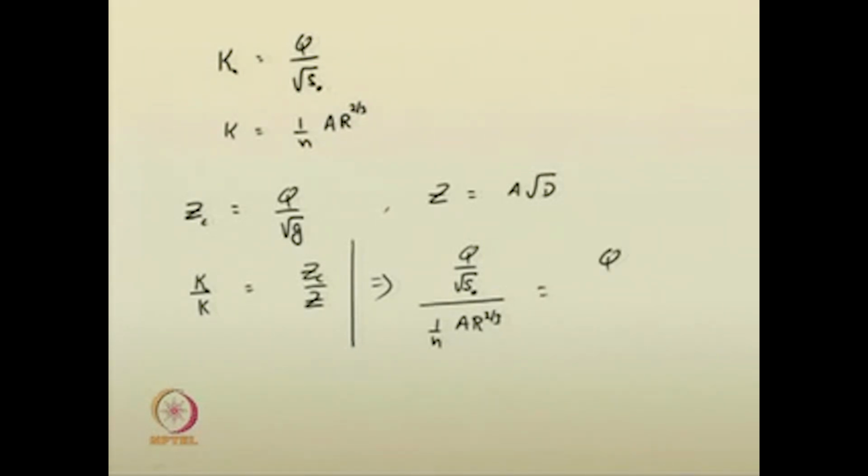This is equal to Q by root g by A root D, where D is your hydraulic depth. I hope you recall what is the term hydraulic depth. So, rearrange the terms here. What will I get? I will get finally a particular relationship n squared g D is equal to S naught R to the power of 4 by 3.